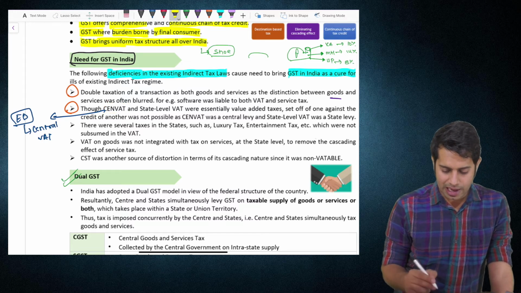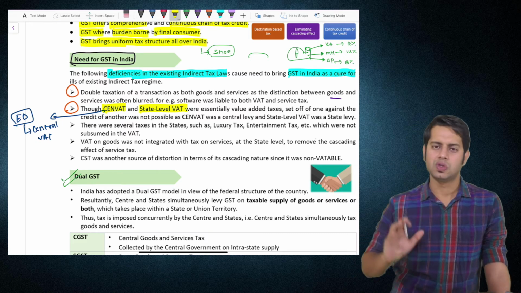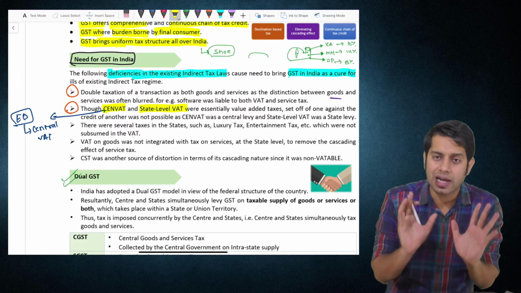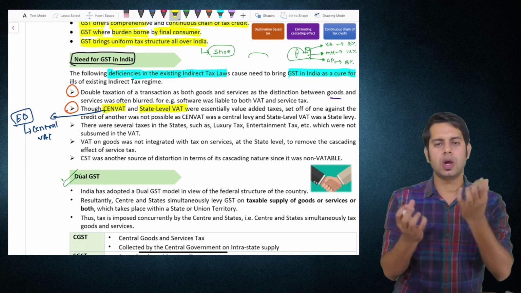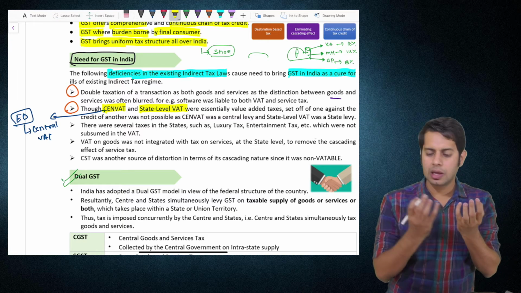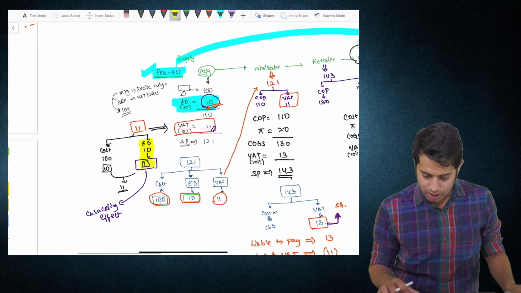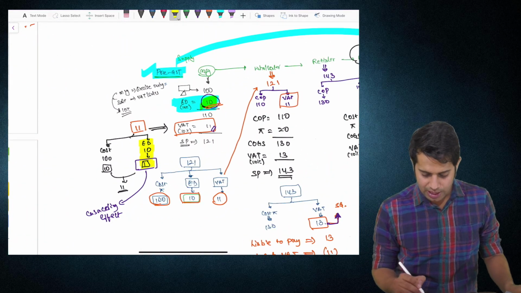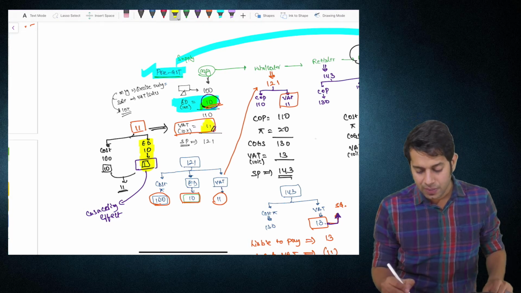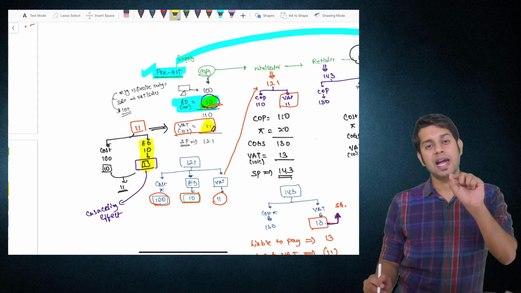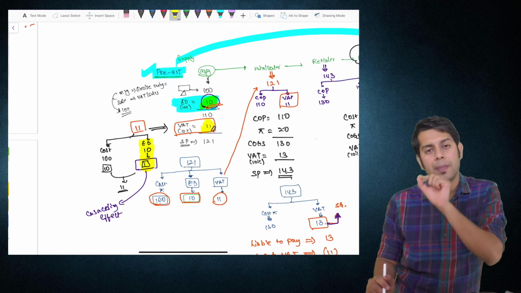Now this CENVAT, the central value added tax, and the state level VAT were essentially a value added tax only, but still the benefit of one was not given to the other. The benefit of CENVAT was not given to the VAT. If you would have seen over here, on this 10 rupees excise duty, I paid 1 rupee extra tax. Tax on tax happened. Why? Because the benefit of the tax paid by me to the central government was not given to the tax payable by me to the state government.